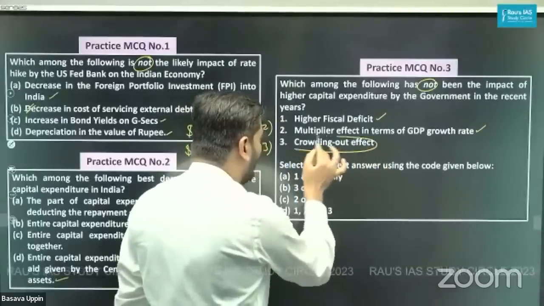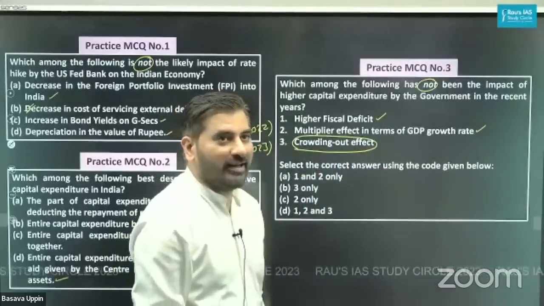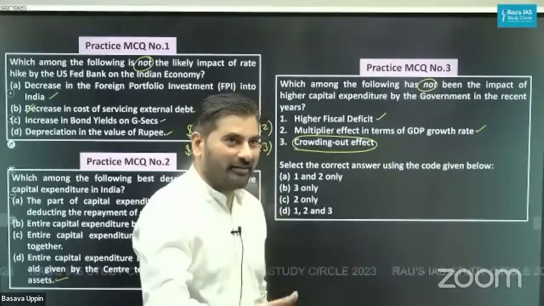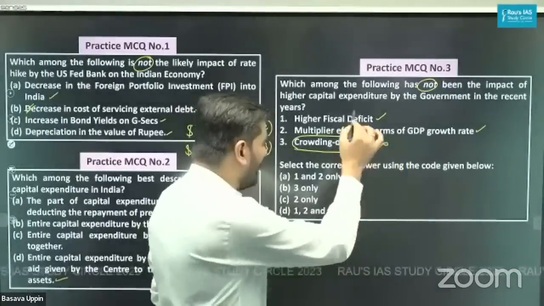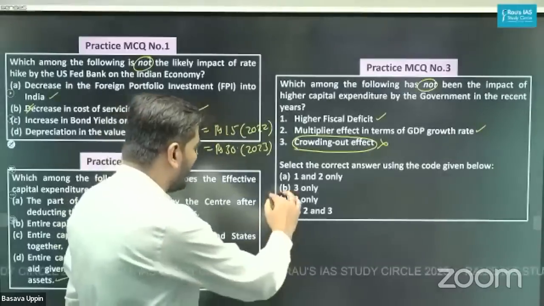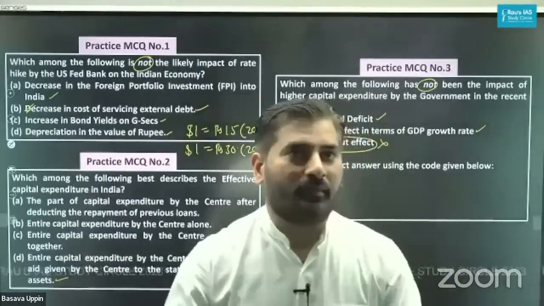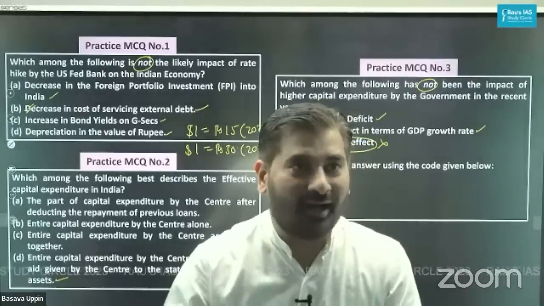Has crowding out effect taken place so far? It has not taken place. In fact, it has led to crowding in effect, right? So this is wrong. And accordingly, your right answer happens to be 3 only. Hope you are understanding what way questions can be asked.